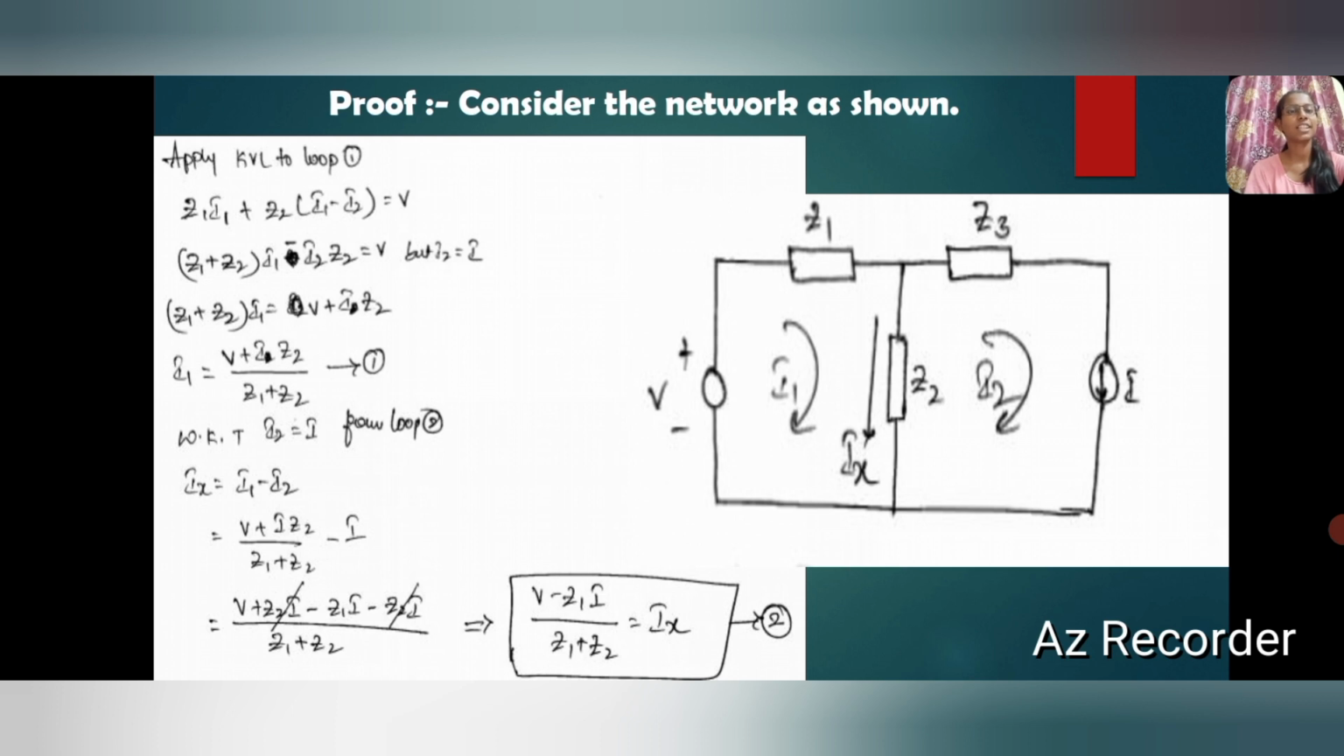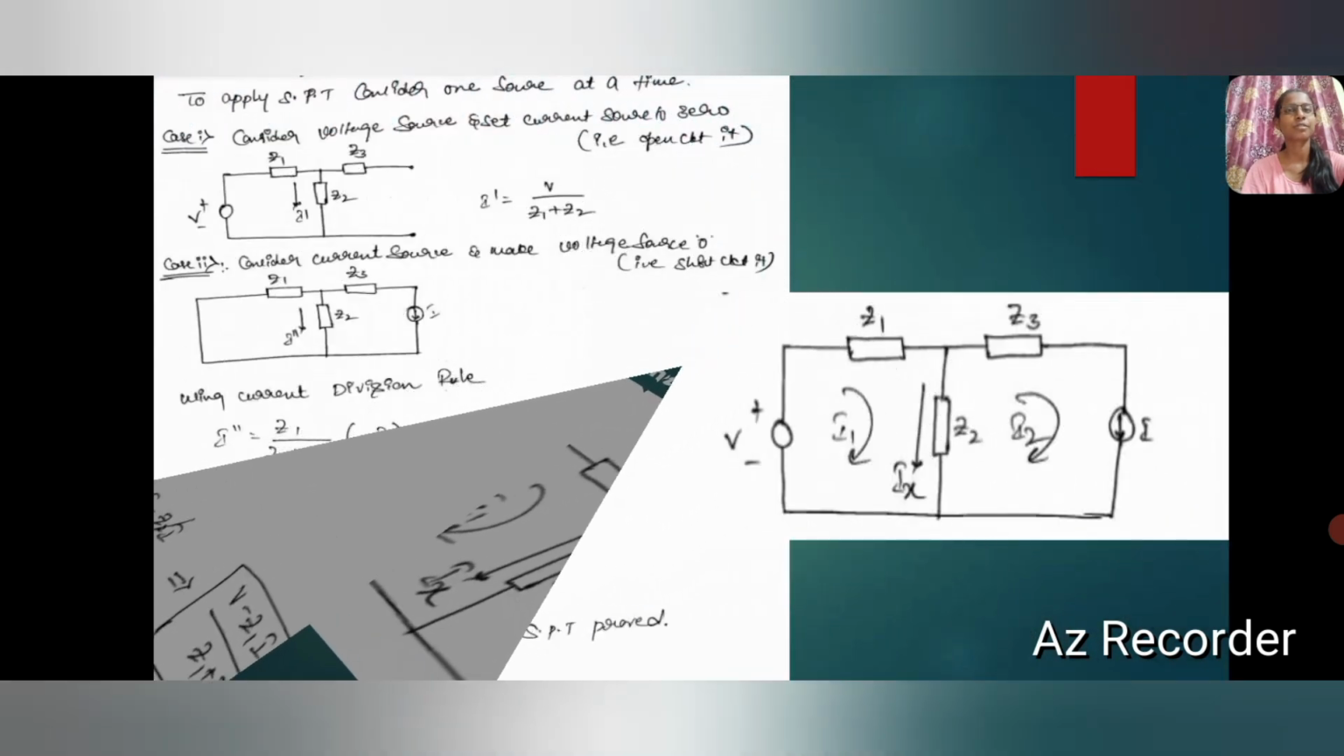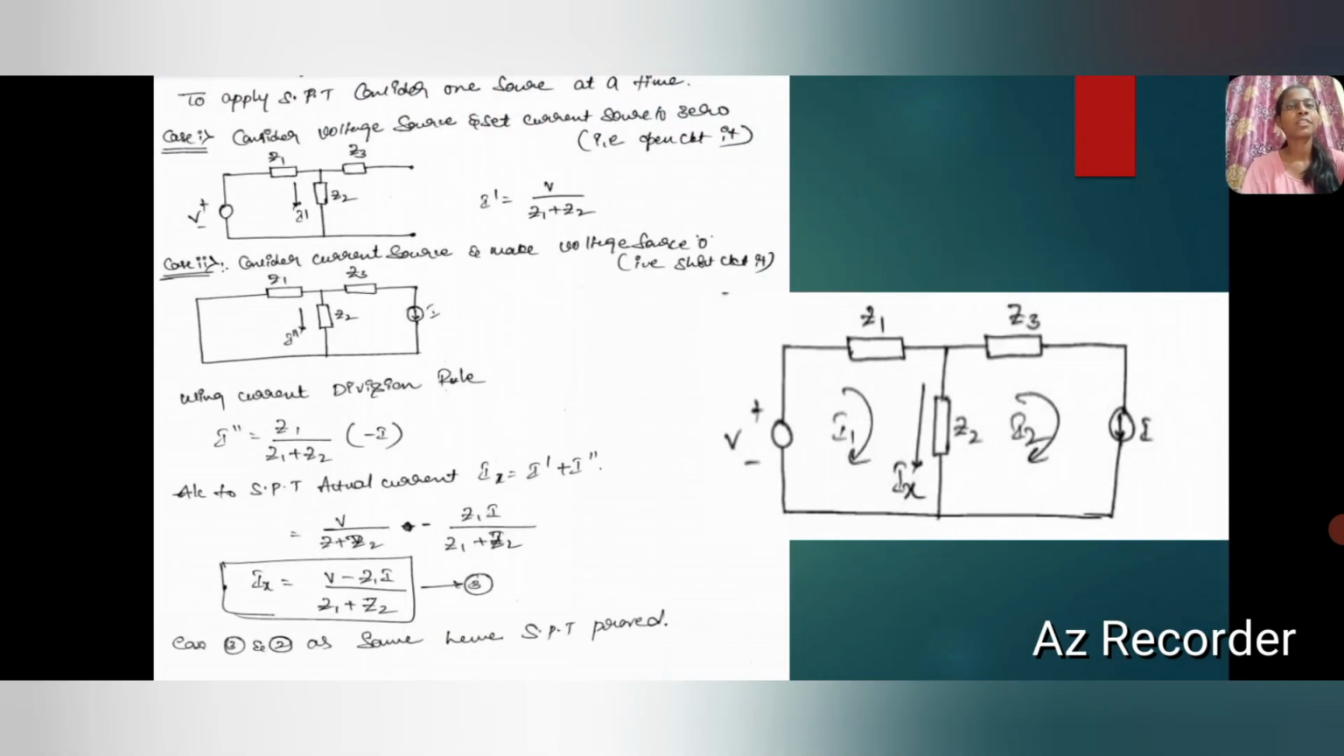We are left with the equation Ix is equal to V minus Z1 I divided by Z1 plus Z2. This is equation number 2. Now, applying superposition, considering one source at a time. For case number 1, let us consider the voltage source and set the current source to 0 by open circuit. As we open circuit, we get I dash is equal to V by Z1 plus Z2.